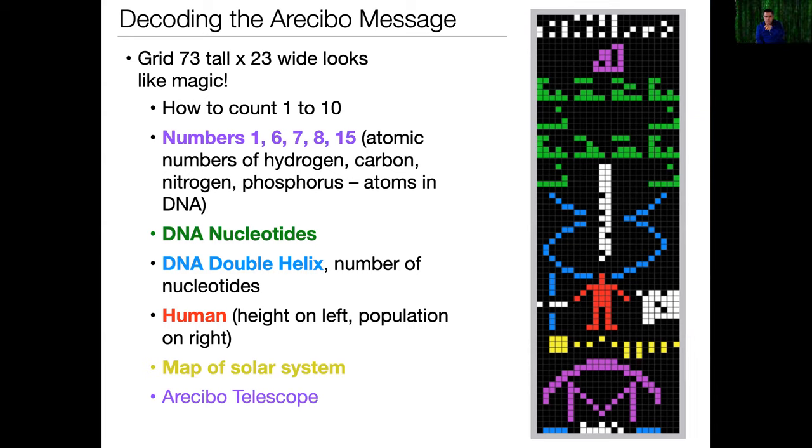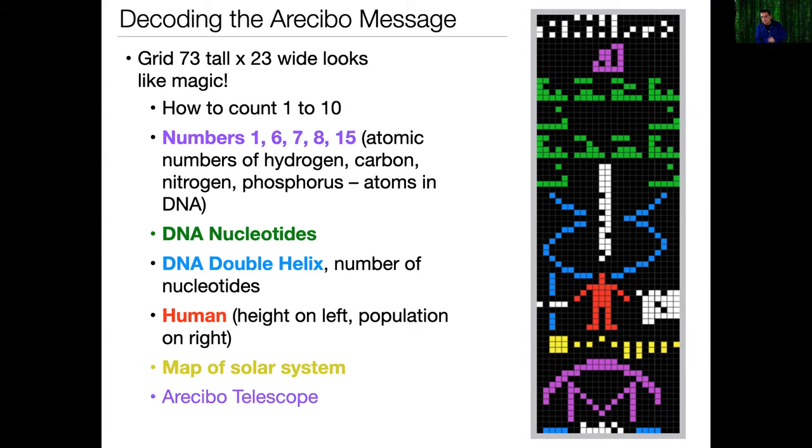The DNA intersects a human figure down there at the bottom, the stick figure, which you'll recognize as being similar to the one Frank Drake originally put in his original puzzle. On the left side of the figure is an indicator that tells you the average height of the human in wavelengths of the radio light that was used to send the signal. And on the right, sorry, I'm right-left dyslexic, on this side, on the right, is the population of Earth at the time the message was sent.